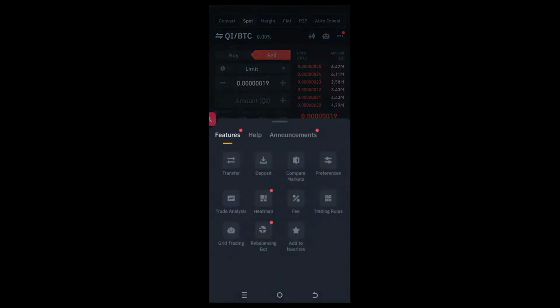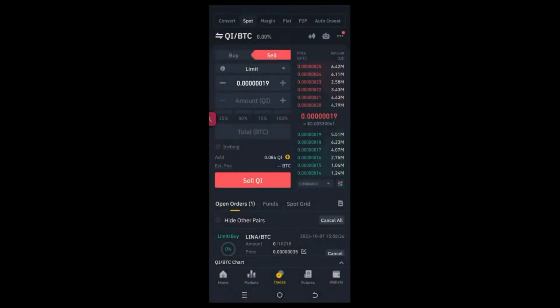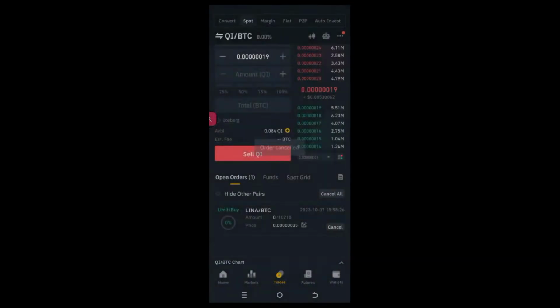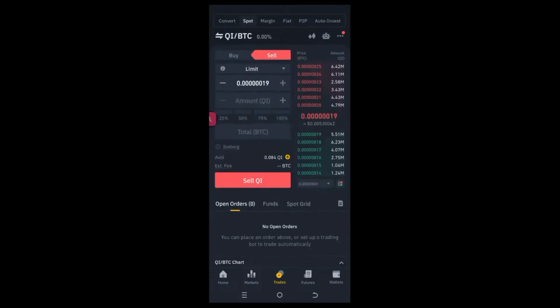So let's quickly do a simulation and see what we will get. This is QI BTC. What will I have left? Let's just cancel it and see what it will give us. If it's not favorable, we'll just go back to Lena BTC. Let's buy and see how much we can get. What we have is 357637. So this is the amount we're going to get.